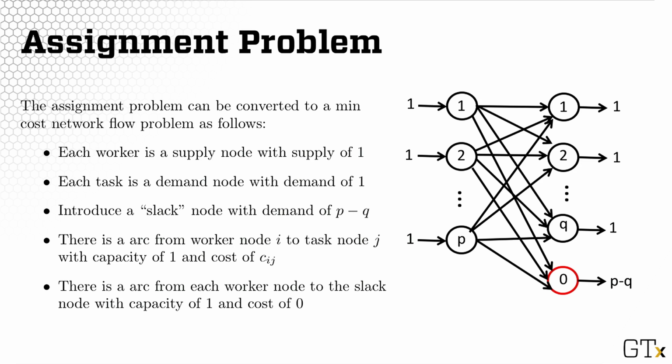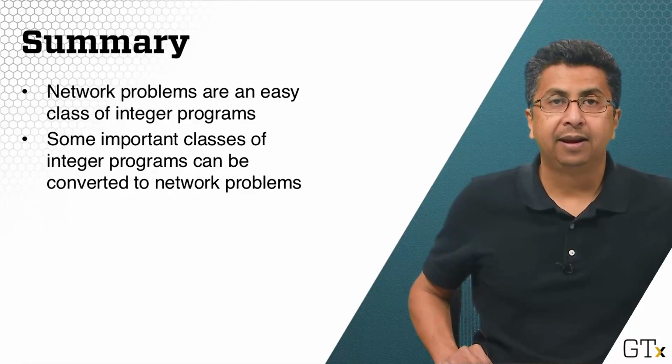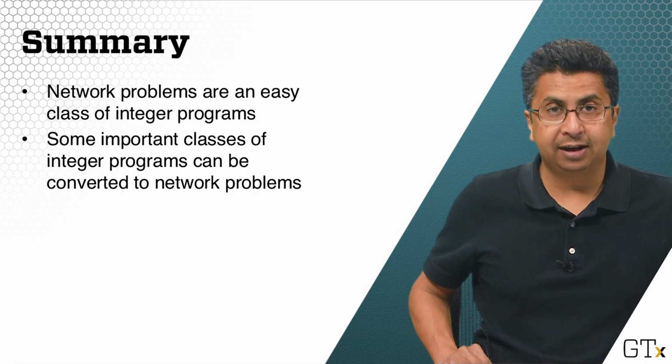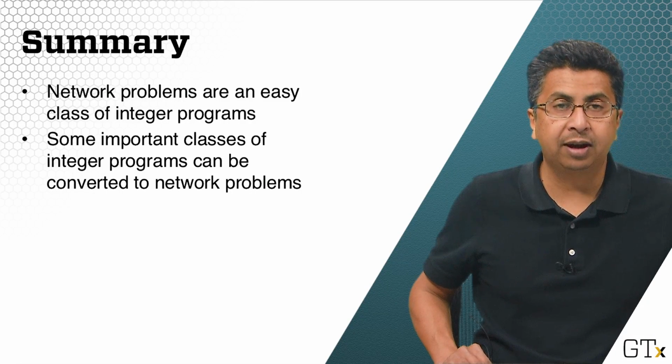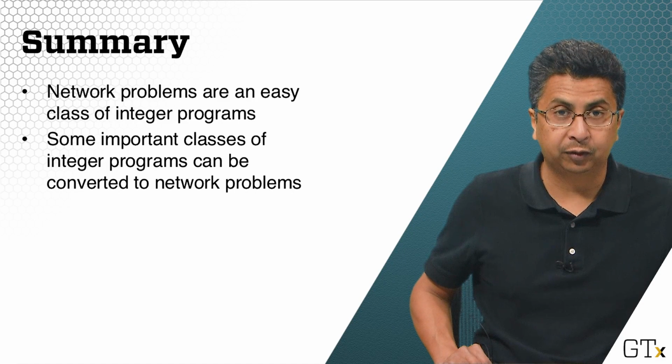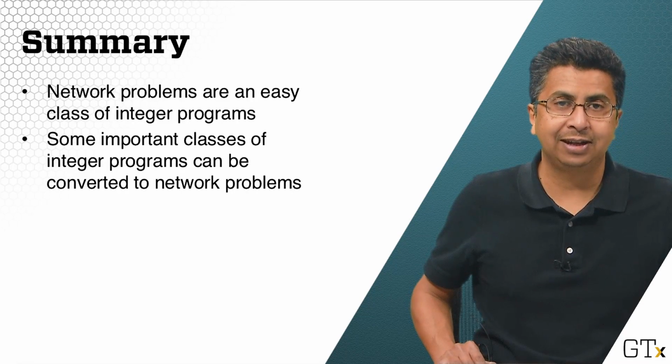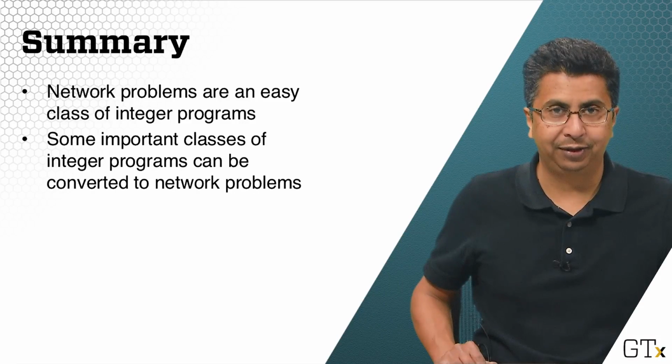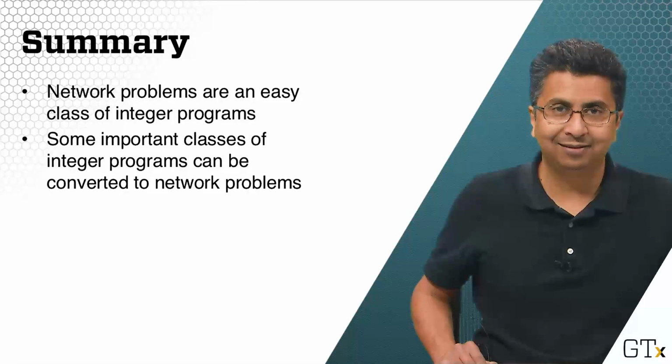Again, we can relax the requirement that xij needs to be 0 or 1 because this is a network flow problem, and once we solve it, we will find a minimum cost assignment. Okay, let's summarize. Network flow problems are an easy class of integer programs, and various important classes of integer programs can be converted to network flow problems, which we can solve as linear programs and get integer solutions for free. That concludes this lesson. See you in the next one.